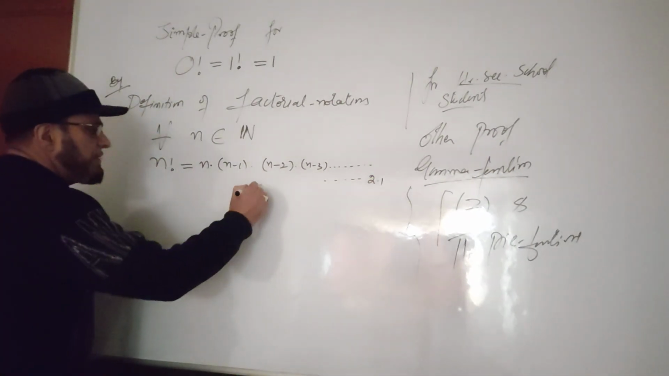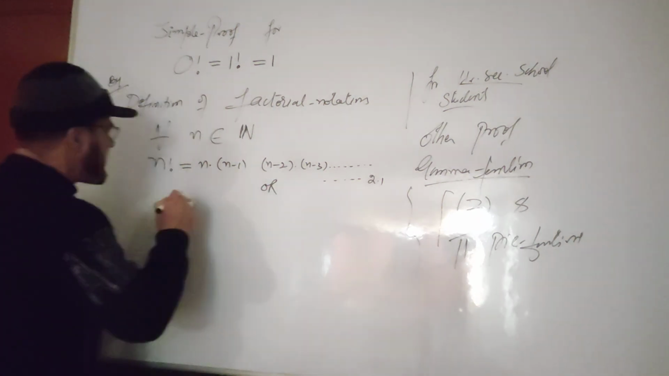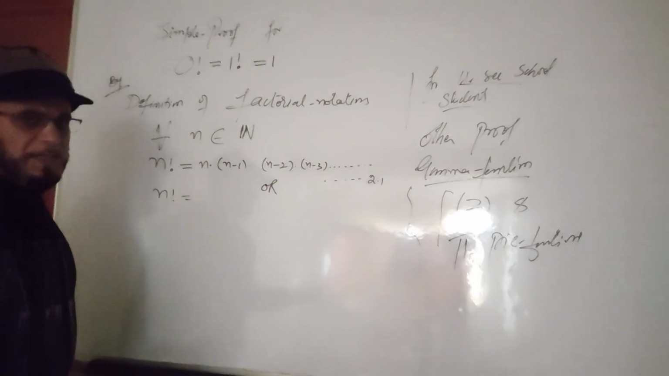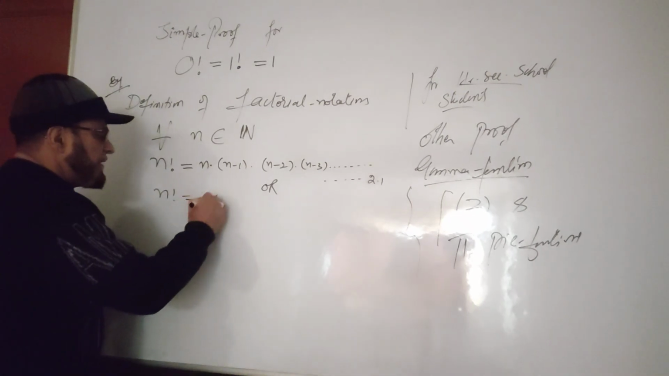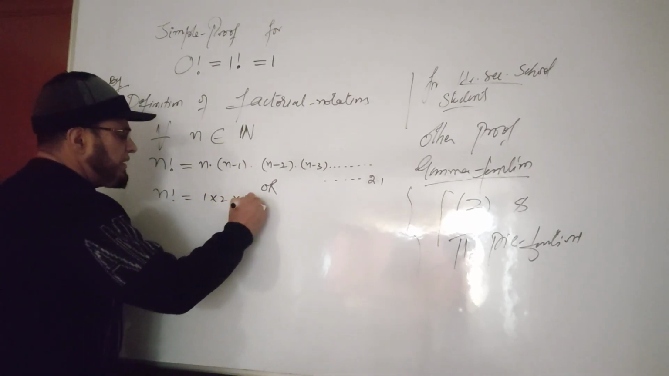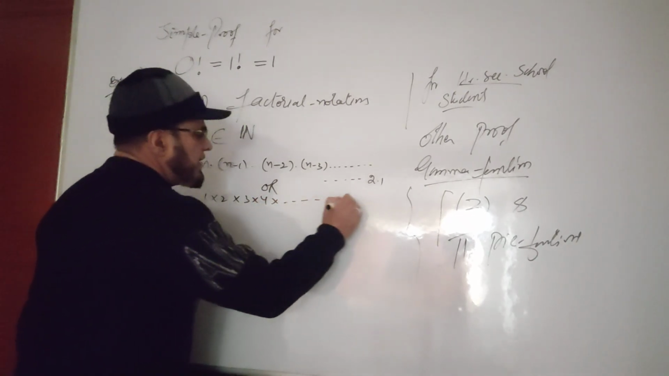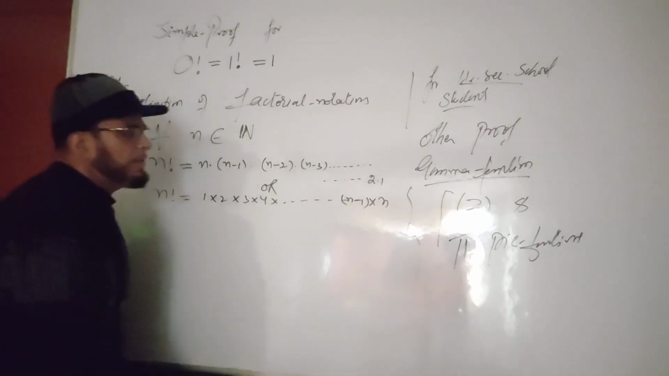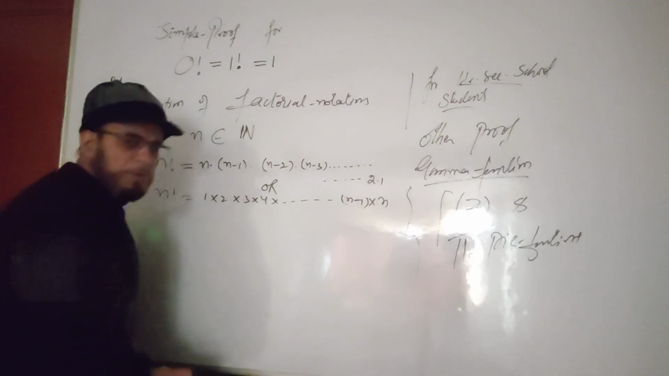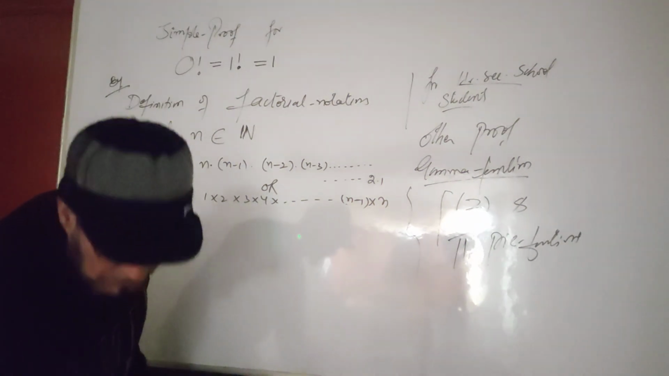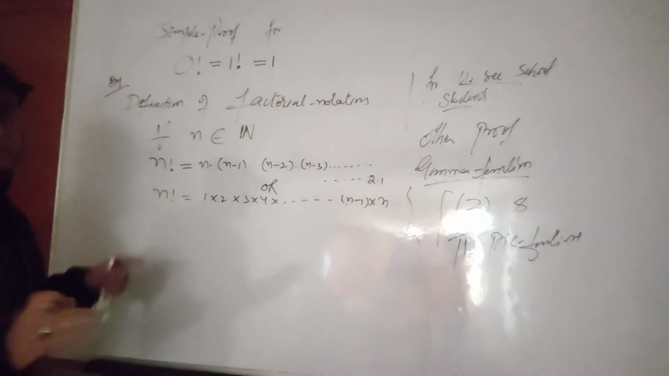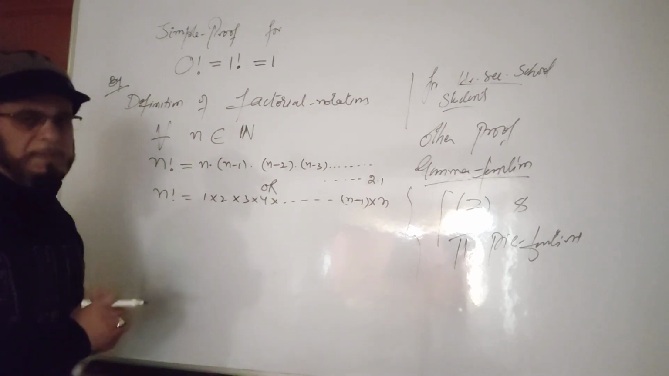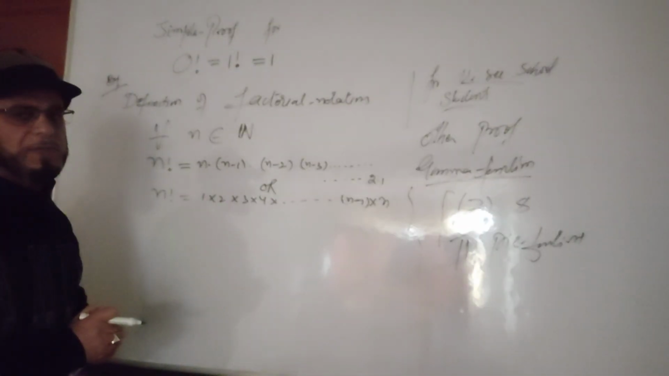Or you can write it the reverse way also. You can write n factorial as the product of the first n natural numbers: 1 into 2 into 3 into 4 and so on to n, then n minus 1, and so on. The factorial notation we define in this way also. This is the fundamental definition of the factorial notation.